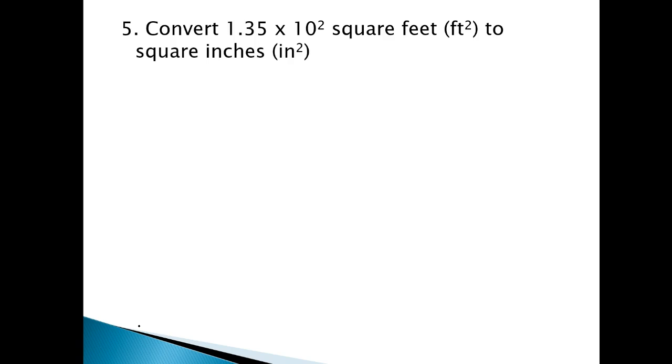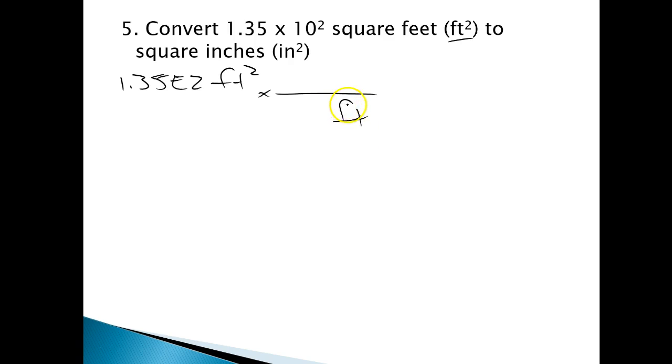1.35 times 10 squared square feet. So 1.35 e to the 2, and I'm going to write it this way, feet squared. Okay, notice I wrote it that way there as well. And so just like before, I'm going to put feet on the bottom. Notice I did not call it feet squared, and I'll explain why in a minute.